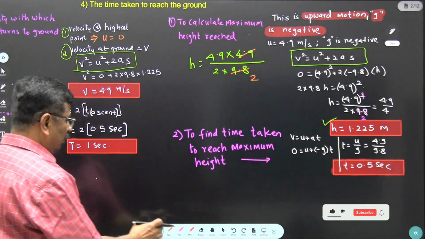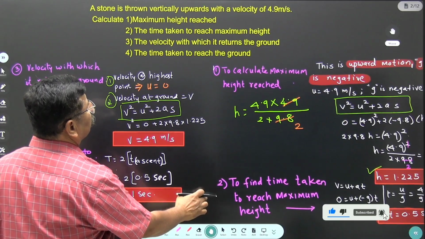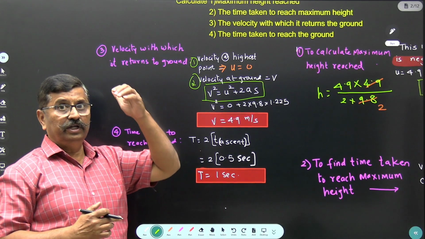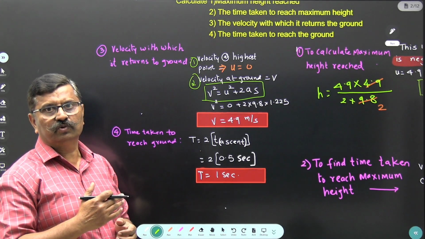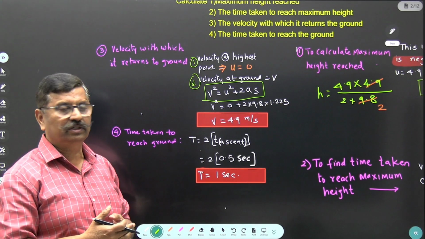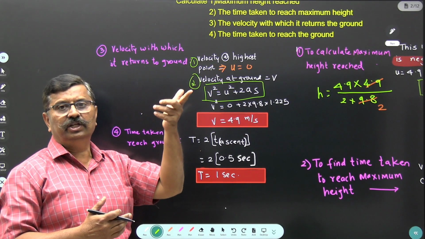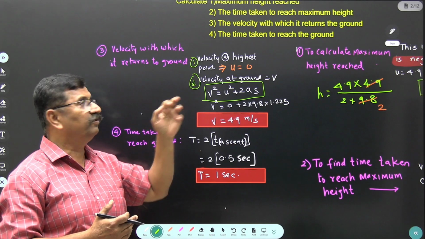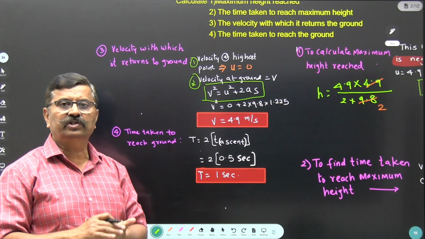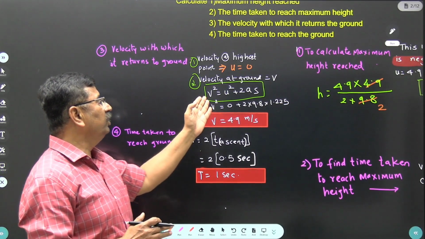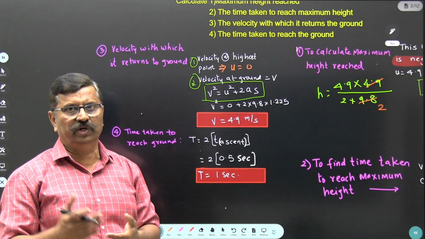Now let's see the third question. What is the third question? The velocity with which it returns to the ground. The initial velocity will be the velocity at the highest point, that is u equal to 0, because now this is a downward motion. For downward motion, the velocity at the highest point will be the initial velocity for this stone. Therefore u is equal to 0. Velocity at the ground will be the final velocity, that will be v. So I will use this kinematical equation, v square is equal to u square plus 2as.